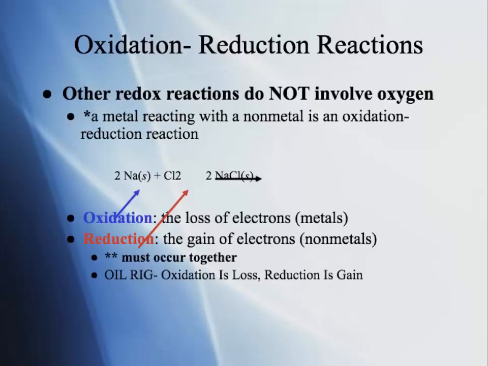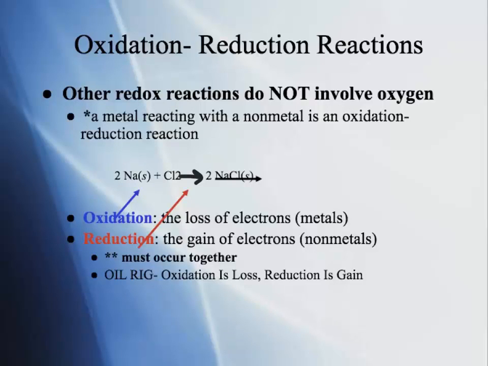Some oxidation reduction reactions do not involve oxygen. So if you don't see oxygen, but it doesn't fall under any other category, then consider looking at it through the scope of an oxidation reduction reaction and see if it works. Usually if oxygen is not involved, then we have a metal reacting with a non-metal to make some kind of product. So basically all metal non-metals hooking up are called oxidation reduction reactions.